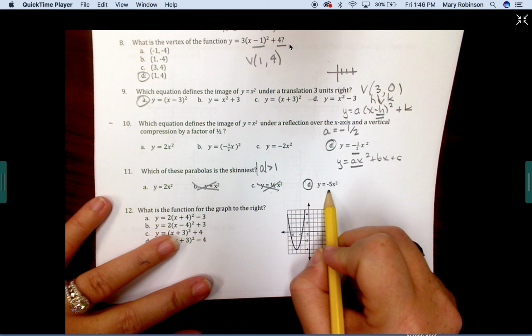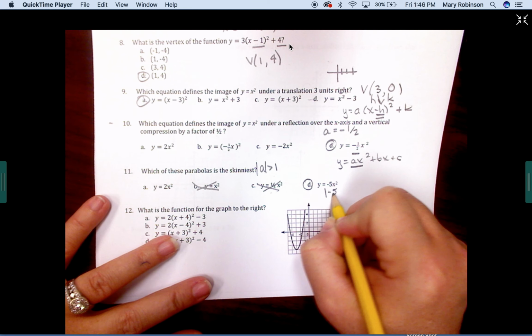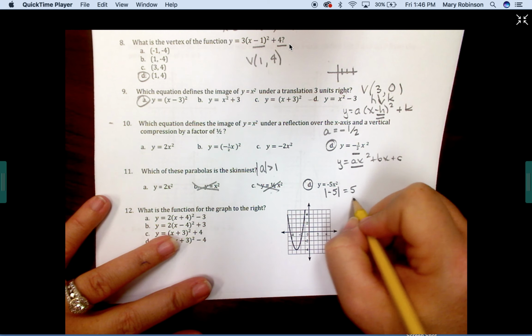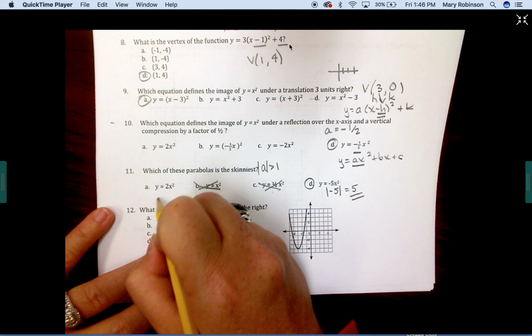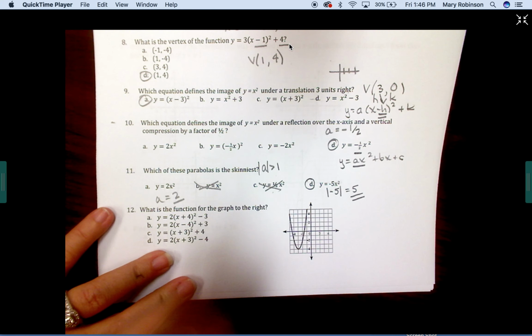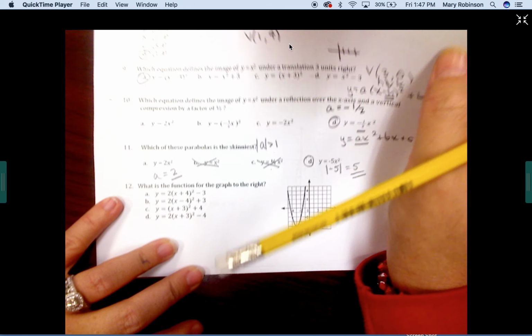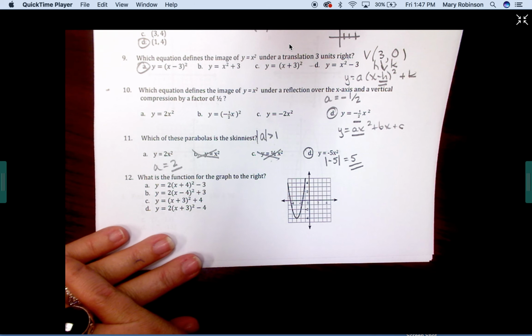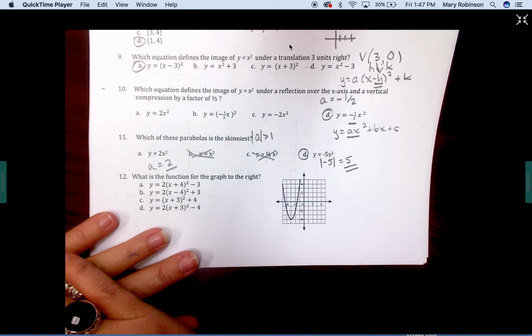So it doesn't matter if it's positive or negative. If I take the absolute value of that, it's positive 5. So that's what I'm looking at, an a value of 5 compared to an a value of 2. Remember, we said the larger the a value gets, the more narrow the graph will become. Next, what is the function for the graph to the right?